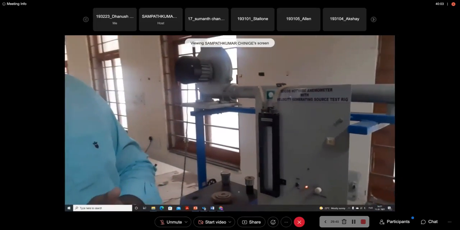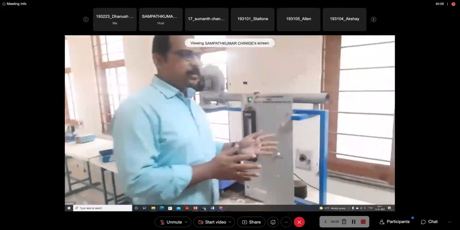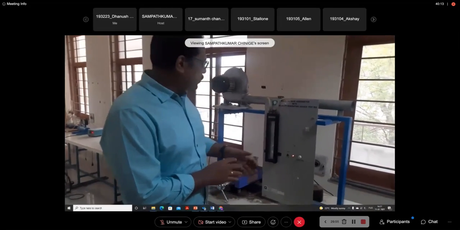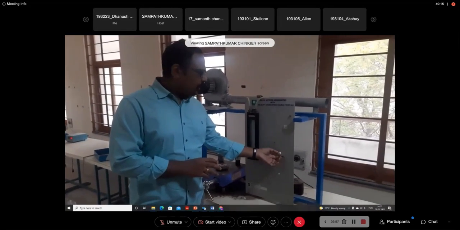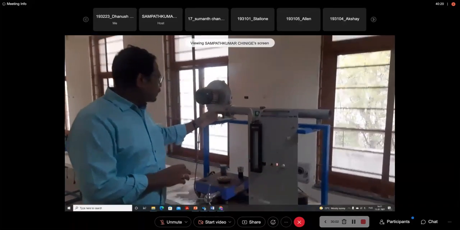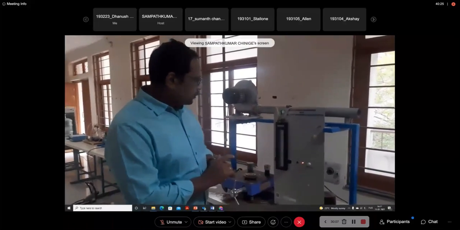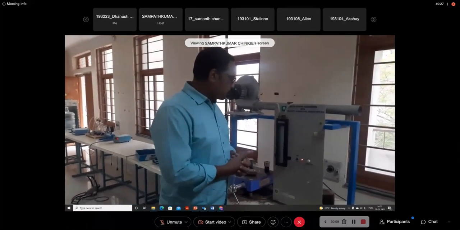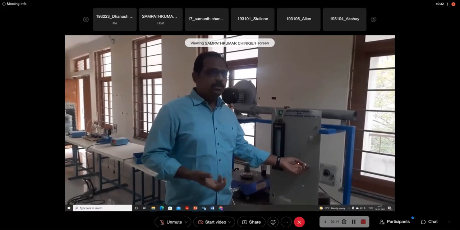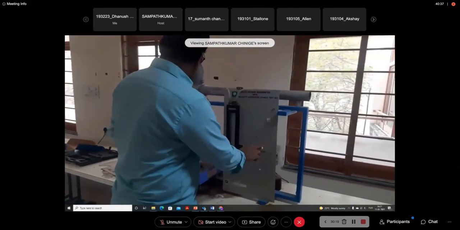Our intention is that when you are going for a calibration, you need at least 6 to 8 readings. It is better to have 8 readings, so at least 6 readings you should have. That's why there is a regulator. If you vary the regulator, you are effectively varying the voltage to the blower and effectively varying the velocity. We are going to show you how to take different velocity measurements. So let's start. We are going to start the blower now.